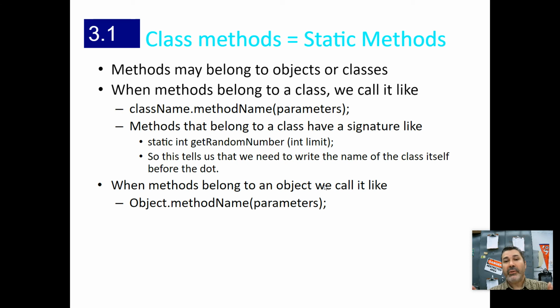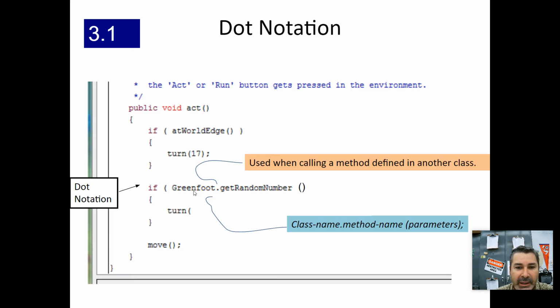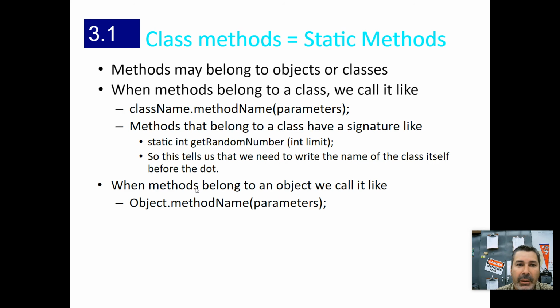All right, now this is another handout that we have. Class methods equal static methods. We're talking about this get random number method. It is a static method. It belongs to the Greenfoot class. It does not belong to the crab. It does not belong to any object. Methods may belong to objects or classes. When methods belong to a class, we call it like this: Greenfoot dot get random number. So the class name, the period, and then the method name.